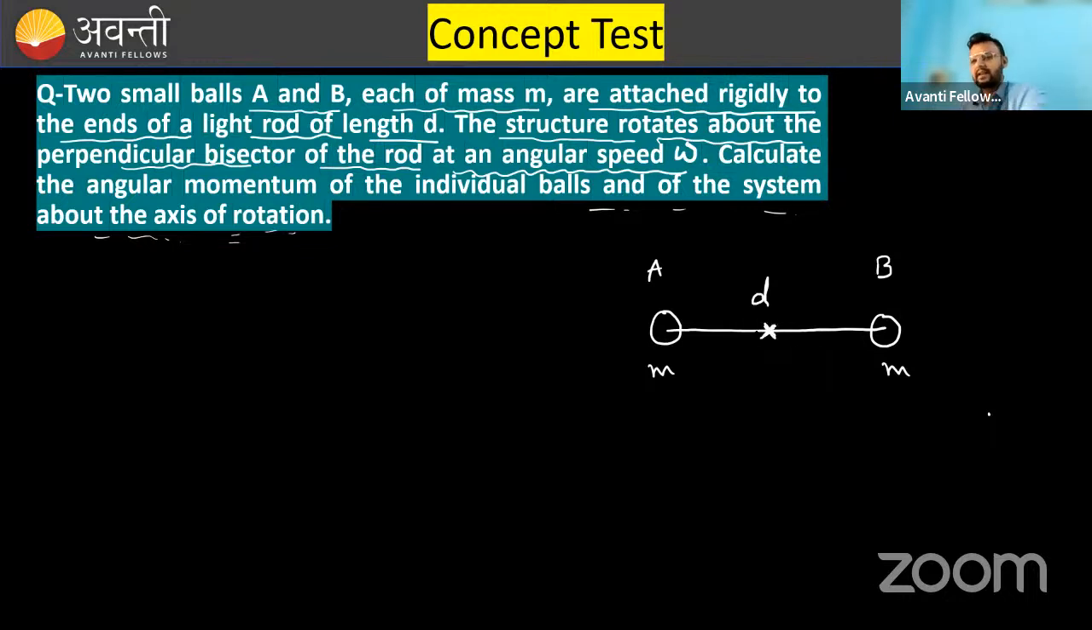What I am saying is that this is the rod and the axis is this one. So how will it rotate? It will rotate in this way. This is the axis at the center point, the midpoint. I think it's blurred actually, but you can understand. It's rotating like that. So I need to calculate the angular momentum.